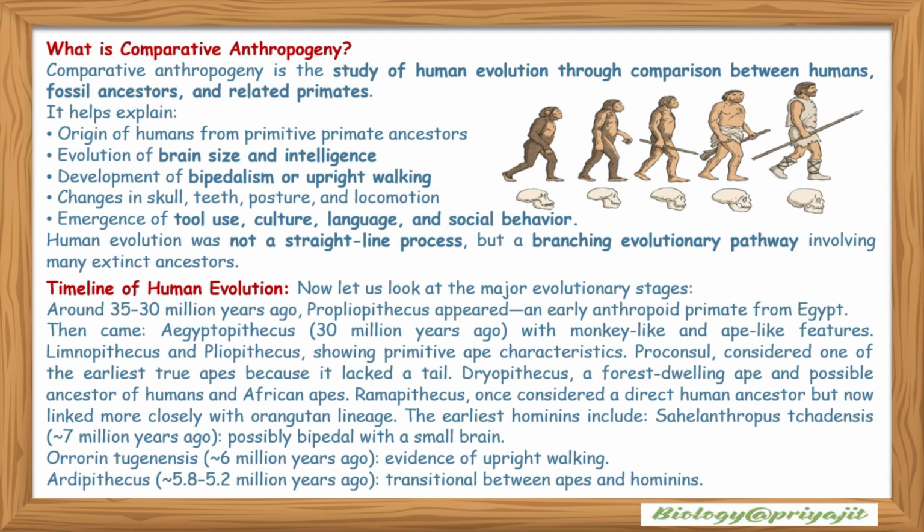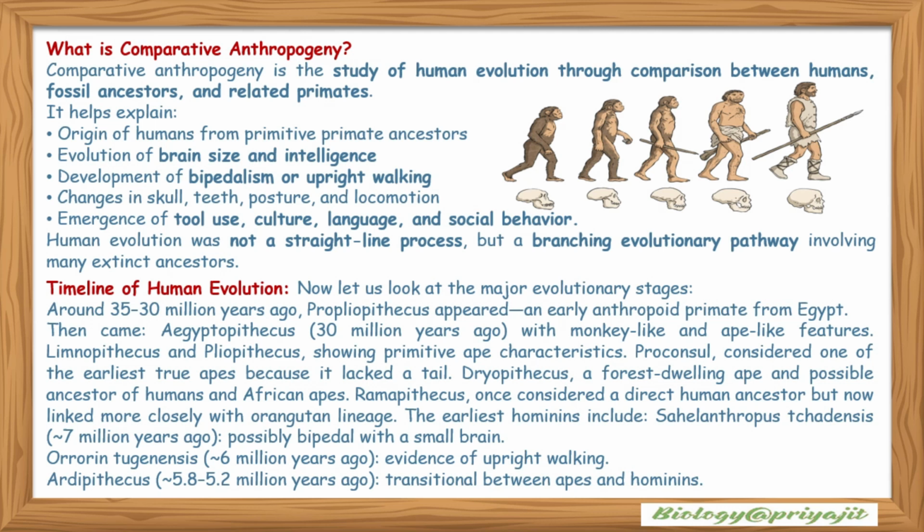Timeline of human evolution. Now let us look at the major evolutionary stages. Around 35 to 30 million years ago, Propliopithecus appeared, an early anthropoid primate from Egypt. Then came Aegyptopithecus, about 30 million years ago, with monkey-like and ape-like features. Limnopithecus and Pliopithecus showed primitive ape characteristics. Proconsul is considered one of the earliest true apes because it lacked a tail. Dryopithecus, a forest-dwelling ape and possible ancestor of humans and African apes. Ramapithecus, once considered a direct human ancestor but now linked more closely with the orangutan lineage.